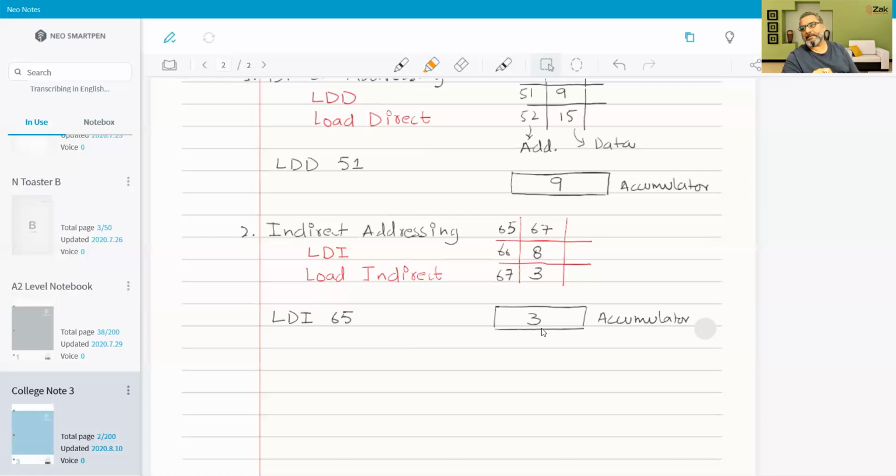Now, you might say, sir, what is the need for having this indirect address when we can directly write 67 and we can fetch 3 like in LDD? So there is a reason behind it.